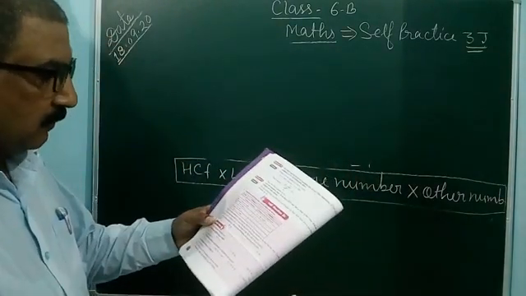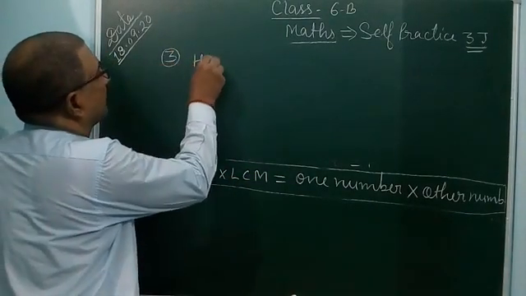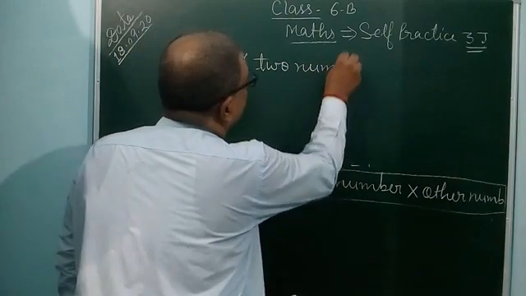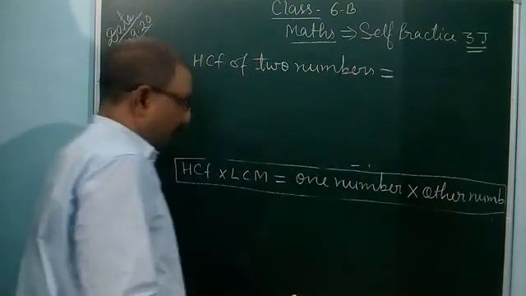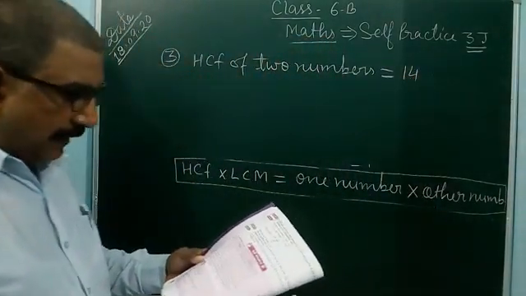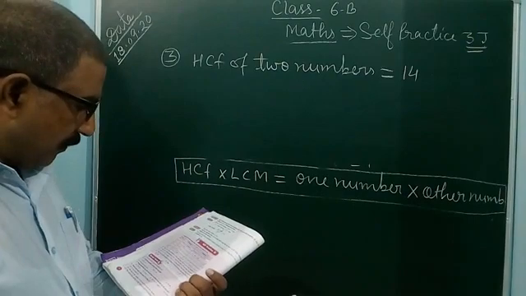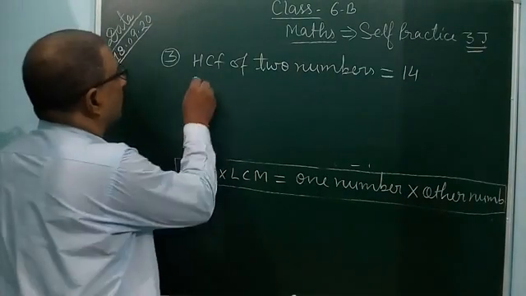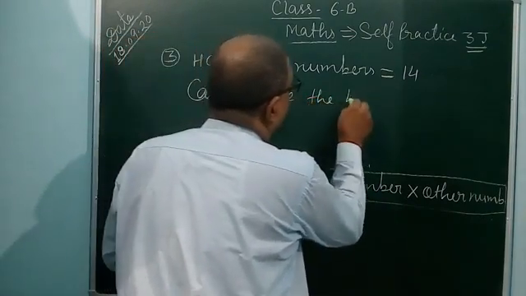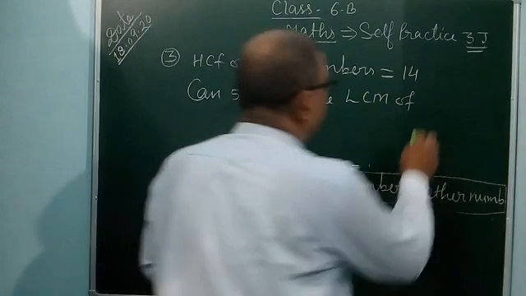The HCF of two numbers is equal to 14. It is given: HCF of two numbers is equal to 14. Can 570 be the LCM of these numbers?